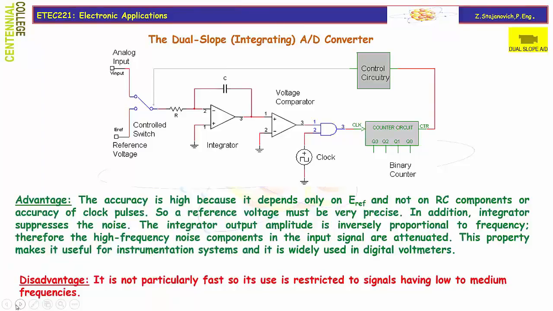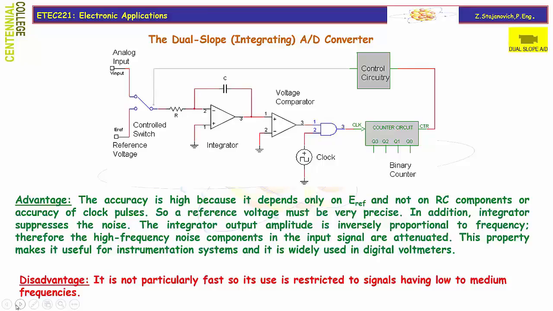So what is the basic advantage of this dual-slope analog-to-digital converter? The accuracy is high because it depends only on EREF and not on RC components or accuracy of clock pulses. In the previous slide, we verified that the time interval t2 minus t1 is not a function of RC components at all. It depends only on input amplitude and EREF, so the reference voltage must be very precise.